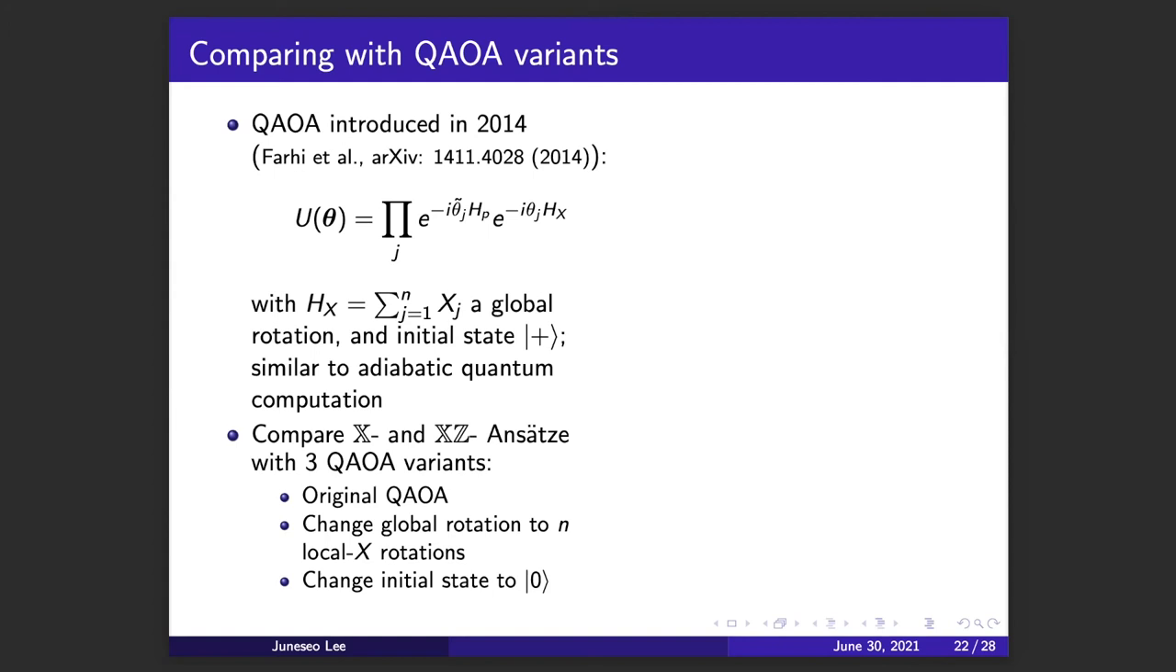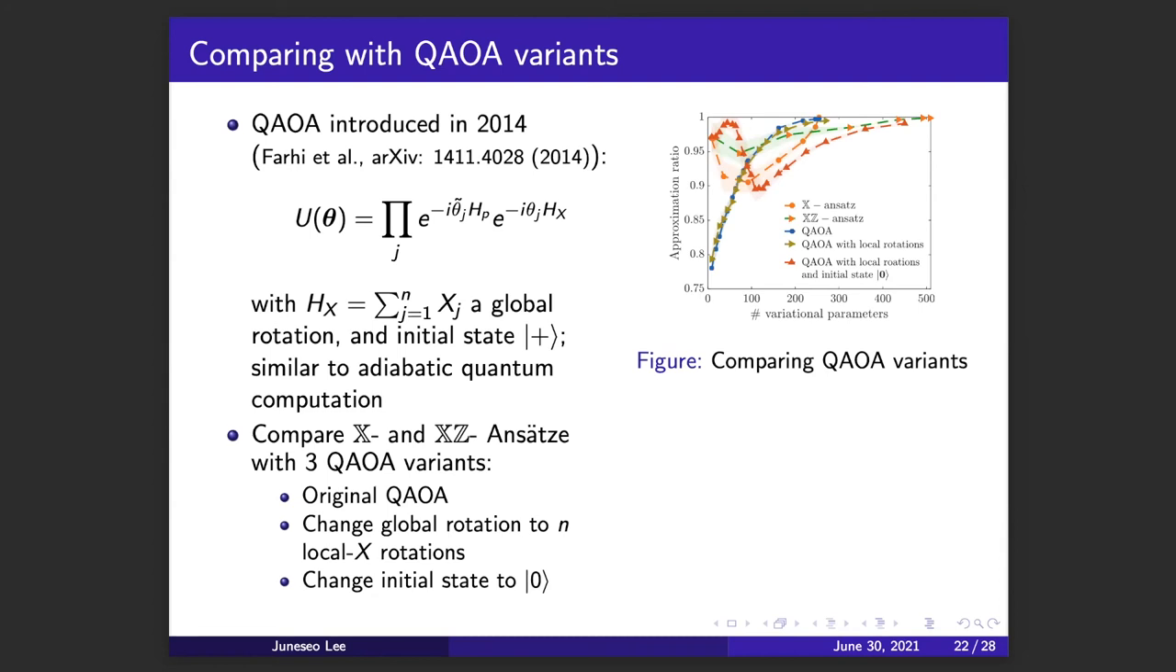And what we can see in this figure is that the X and XZ ansatz, which are the orange and green curves, have much higher starting points than the original QAOA or the QAOA with local rotations, which are the yellow and blue curves, which are in fact the ones with the plus initial state. Now, as people have seen in similar experiments from other papers, these two variants of QAOA don't start very high, but also don't have this dip, and they converge monotonically to high approximation ratios.